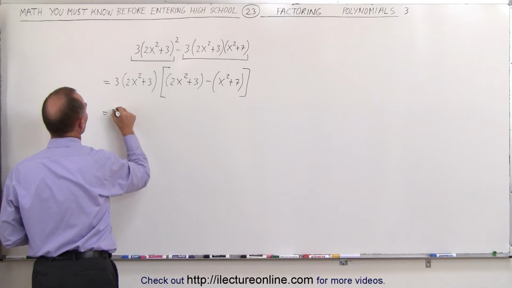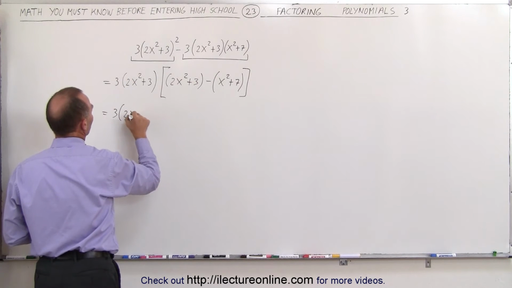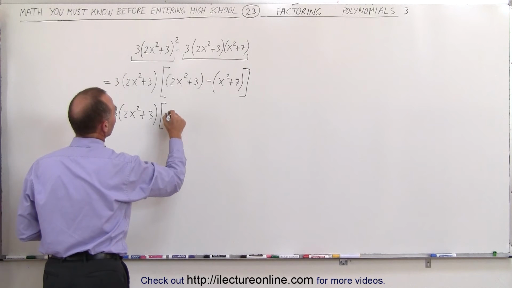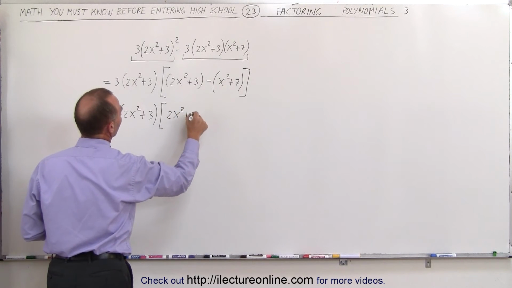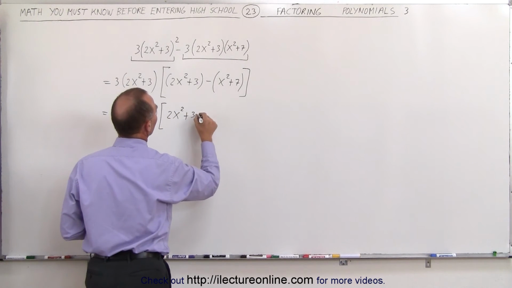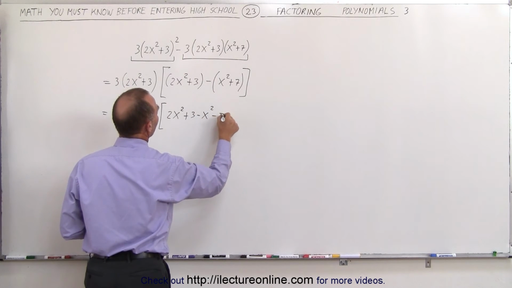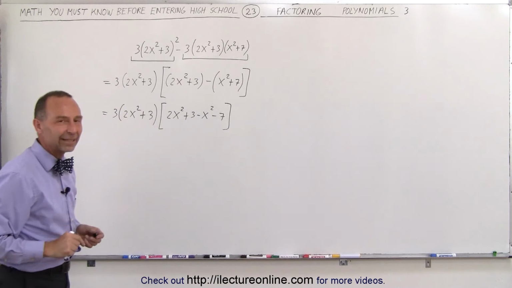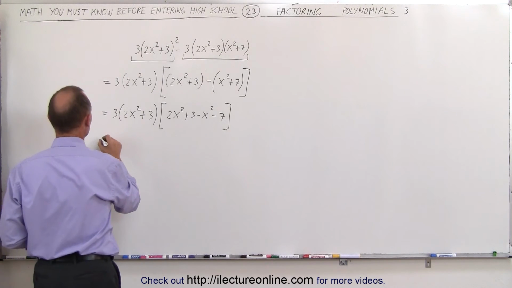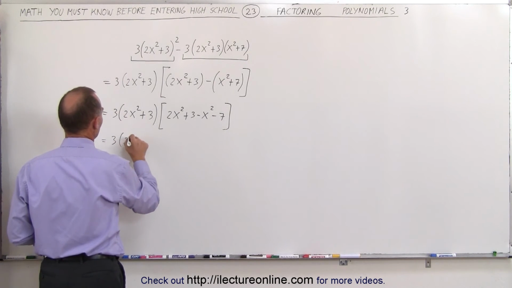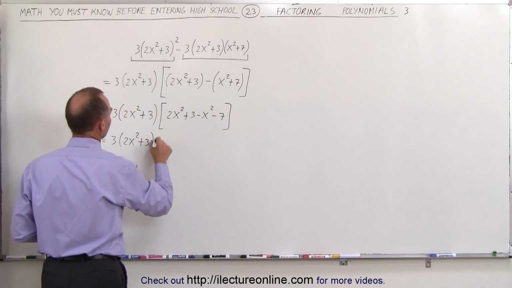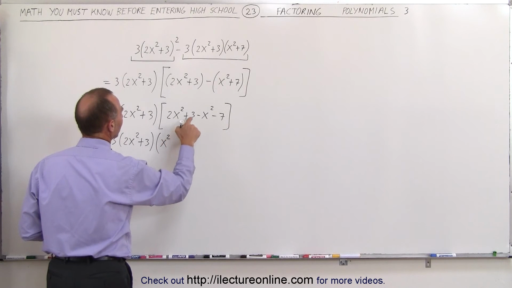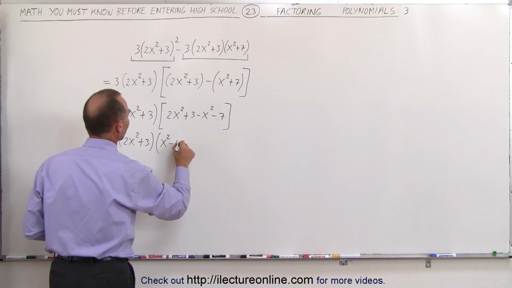So this can be written as 3 times 2x squared plus 3 times the quantity 2x squared plus 3, and this negative sign applied to that becomes minus x squared minus 7. Now we can collect common terms in what's inside the brackets here. When we do that, we get 3 times 2x squared plus 3, times 2x squared minus x squared gives us an x squared, and plus 3 minus 7 gives us a minus 4.